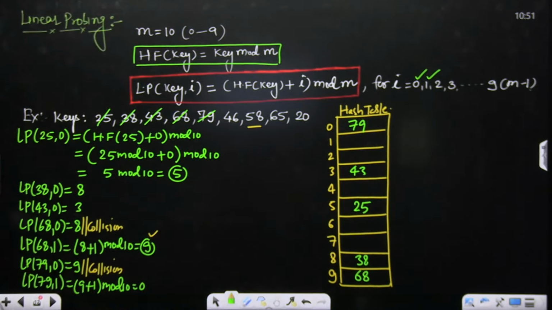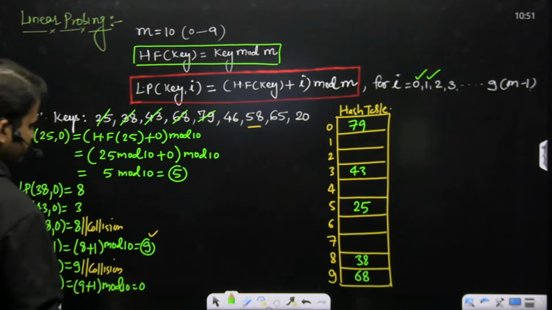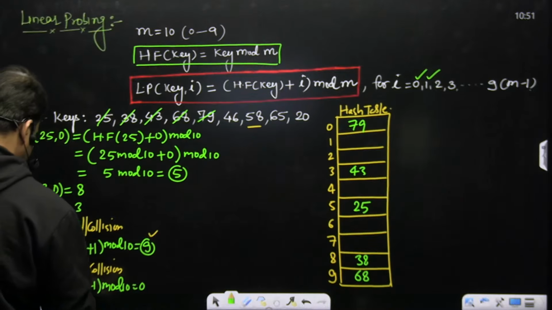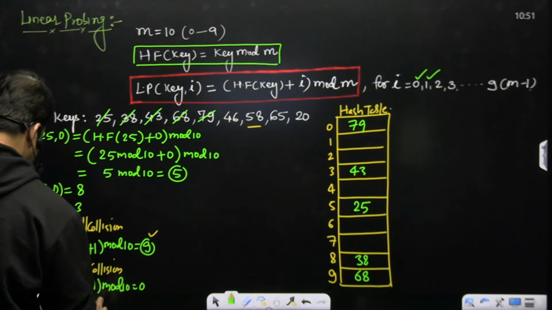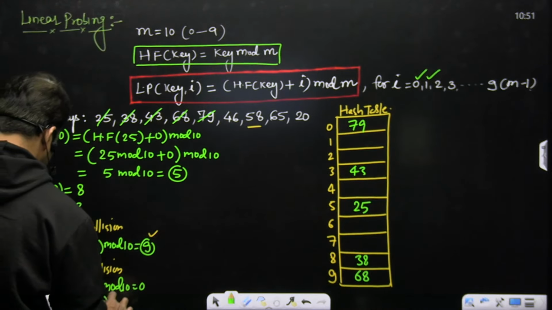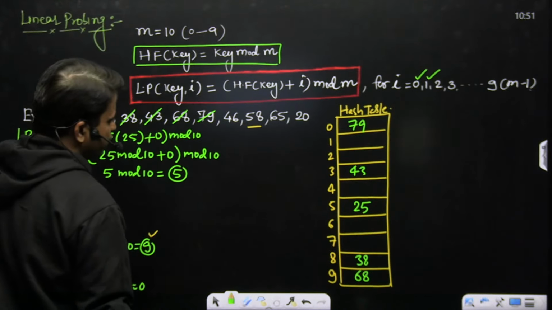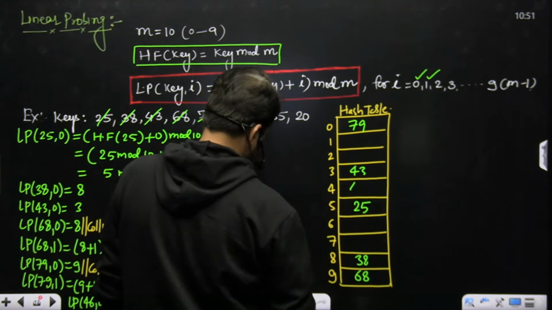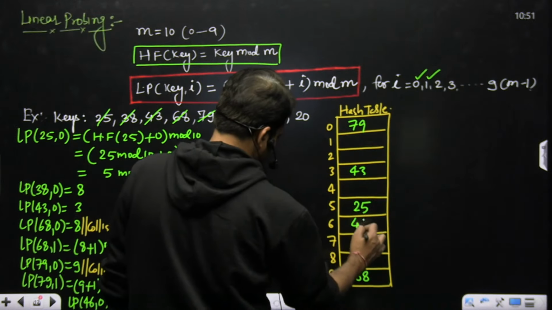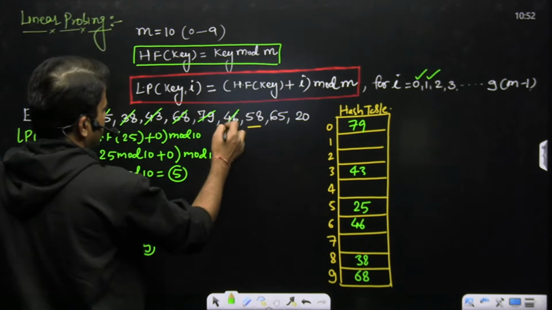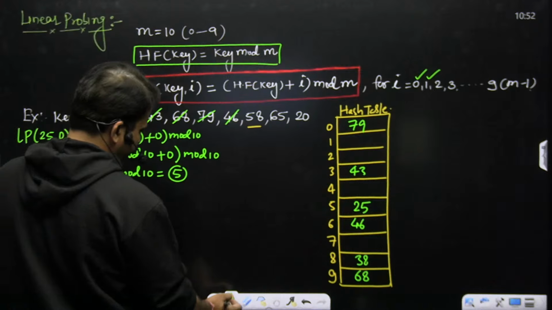Now what about 46? Sir, linear probing बच्चे 46 comma 0. So directly it gives 6. So you can store 46 here at 6 index, right? Now I want to store 58 बच्चे.